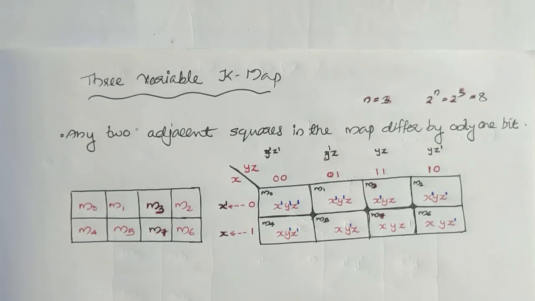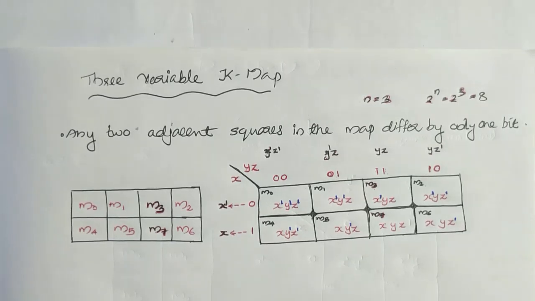Welcome everyone. Today we are discussing the three variable K-map. In the previous video, we already discussed the two variable K-map as well as the basics of K-map. So we are discussing the three variable K-map, that is n equal to 3.